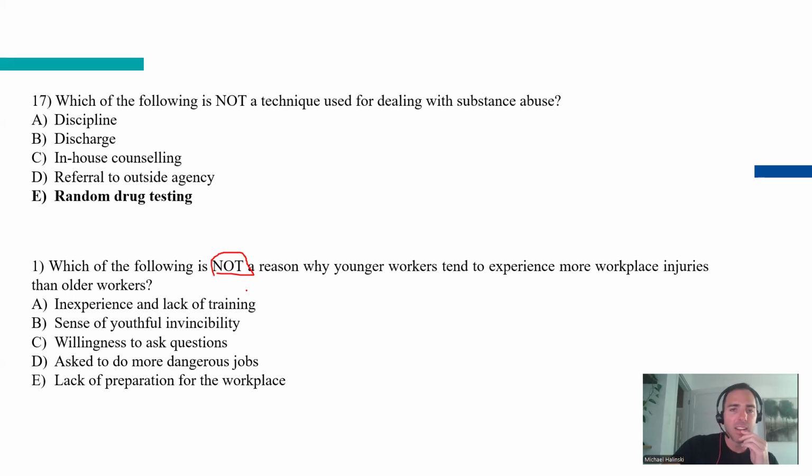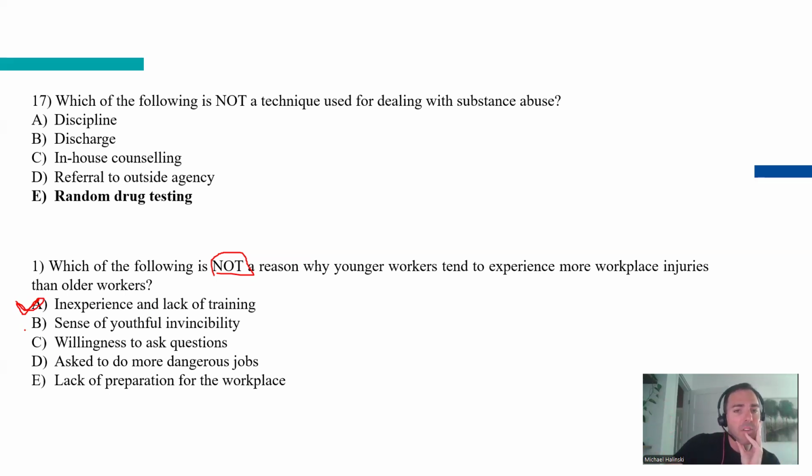So it's saying most of these are reasons why younger workers would experience more injuries. Which of them does not align with that? Okay, so let's try to identify all of the options as to why younger folks are more likely to get injured on the job than older. They're less experienced and they lack training. Yes, right? Younger people don't have as much experience. That makes sense. If you don't have as much experience, you might mess up.